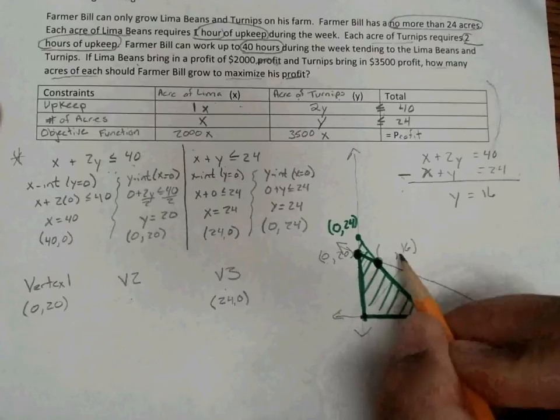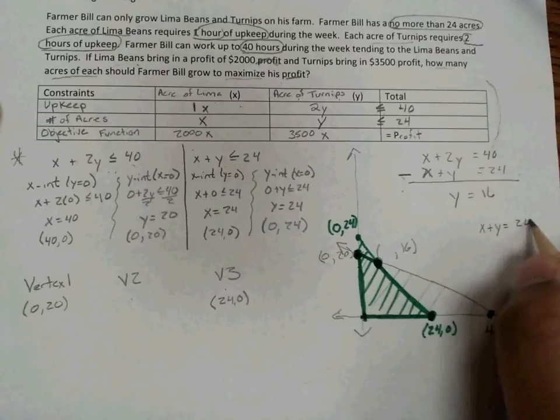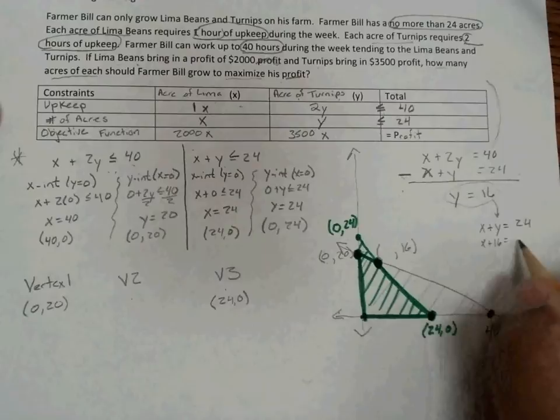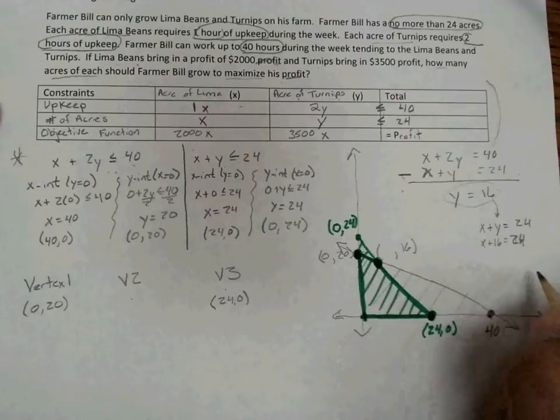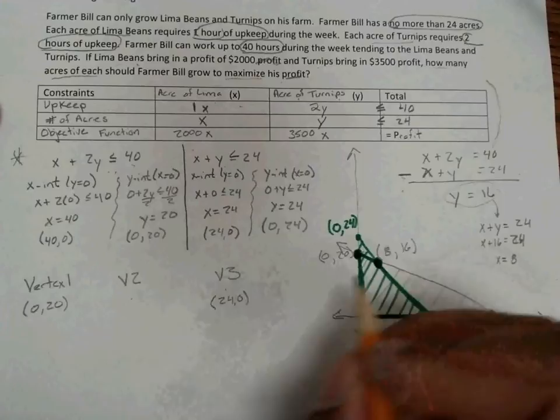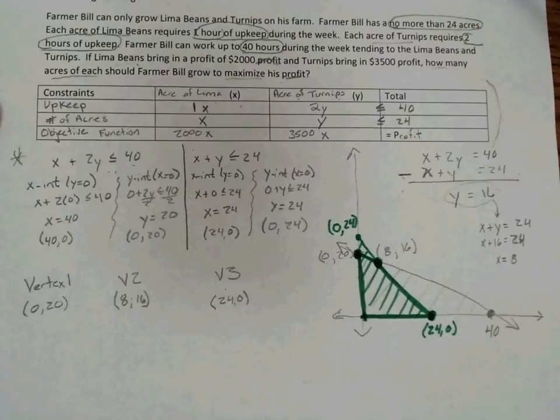So I'm going to find my x. I'm going to choose one of the equations, the bottom one, and substitute in my 16 for y. And then, of course, we subtract that on both sides. And when we do that, 24 minus 16, you should get 8. So we have the ordered pair 8, 16. So now we have to figure out if 0 acres of lima beans and 20 acres of turnips gives us the most money, or if 8 acres of lima beans and 16 acres of turnips give us the most money, or will 24 acres of lima beans and 0 turnips give us the most money?